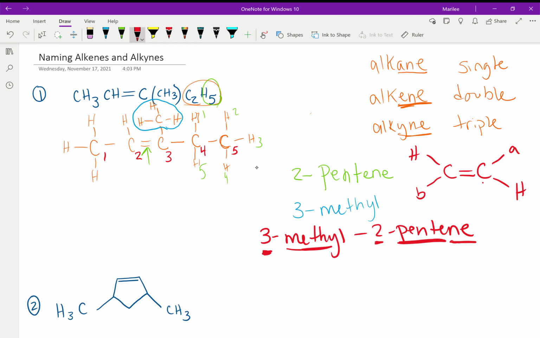So when A and B are on the opposite sides, that is trans. If they're on the same side, so if this hydrogen here was B, and this B was a hydrogen, if A and B were on the same side, that would be cis. So for this example, they're on the opposite side. Therefore, we have to put trans in the front.